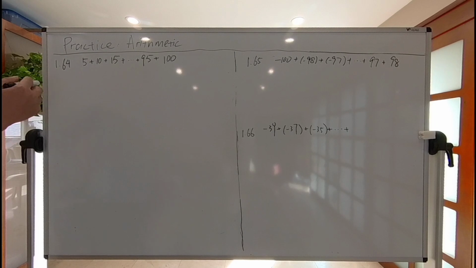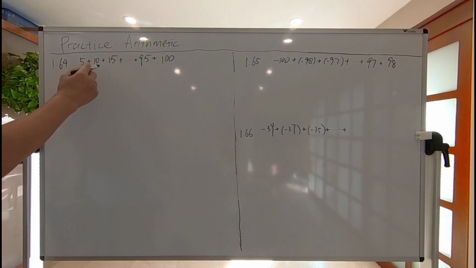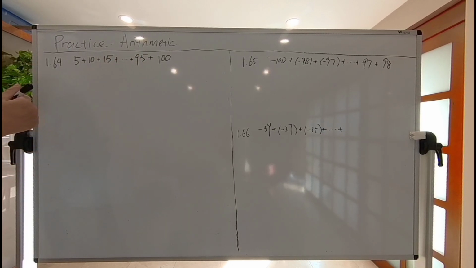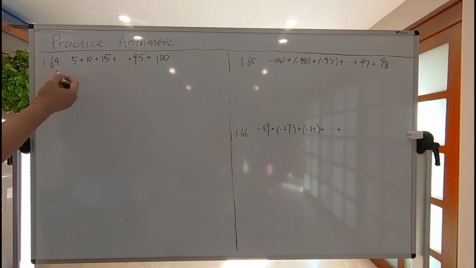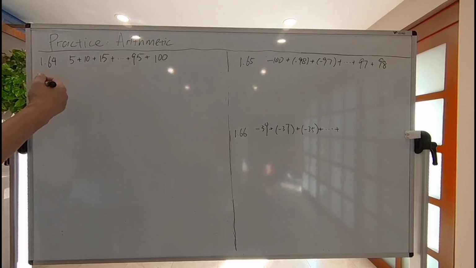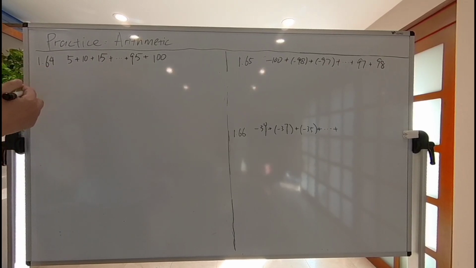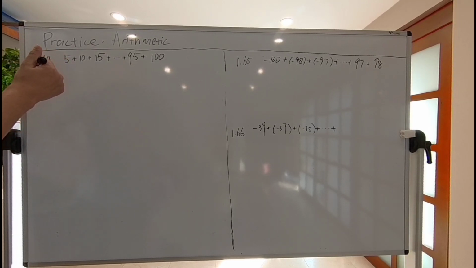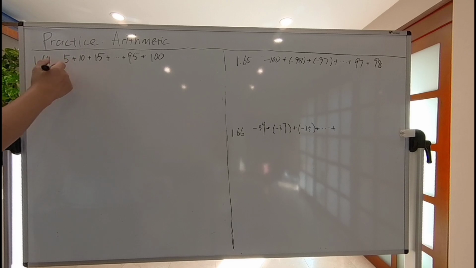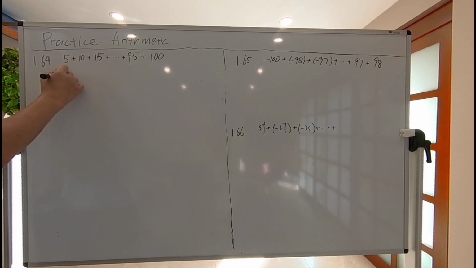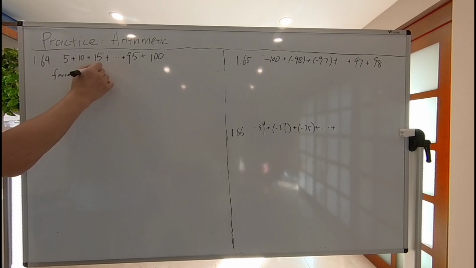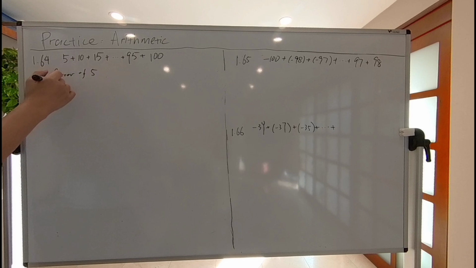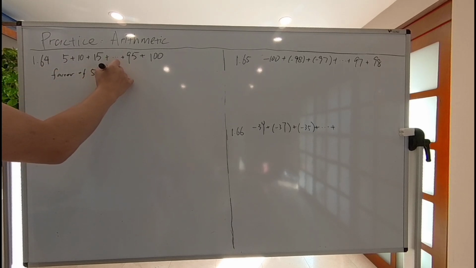Okay, next one, take the summation of 5 plus 10 plus 15 and so on until 95 plus 100. First of all, let's observe this expression to see if there's any chance that we can simplify it or find a pattern. Obviously you're not going to add up all these numbers one by one, because it's going to take too much time. I can see that there's a common factor of 5 in every single number here, right? So as the first step, I can simplify this expression by taking out the common factor of 5.